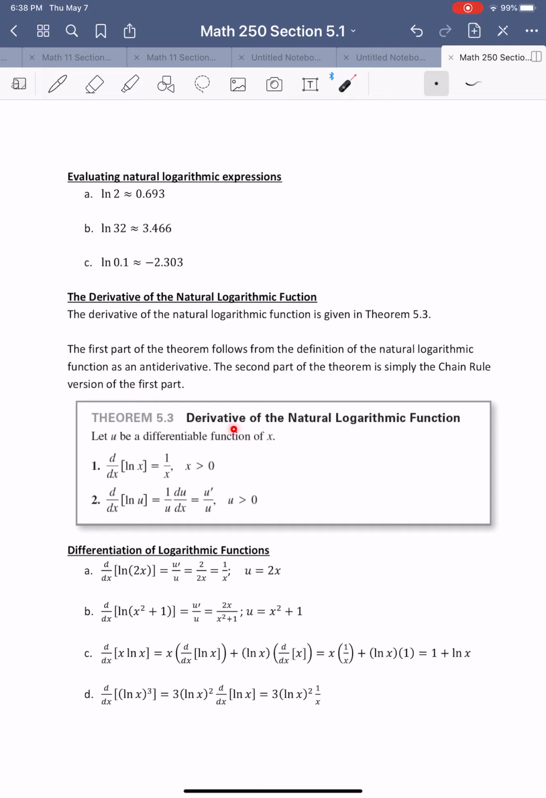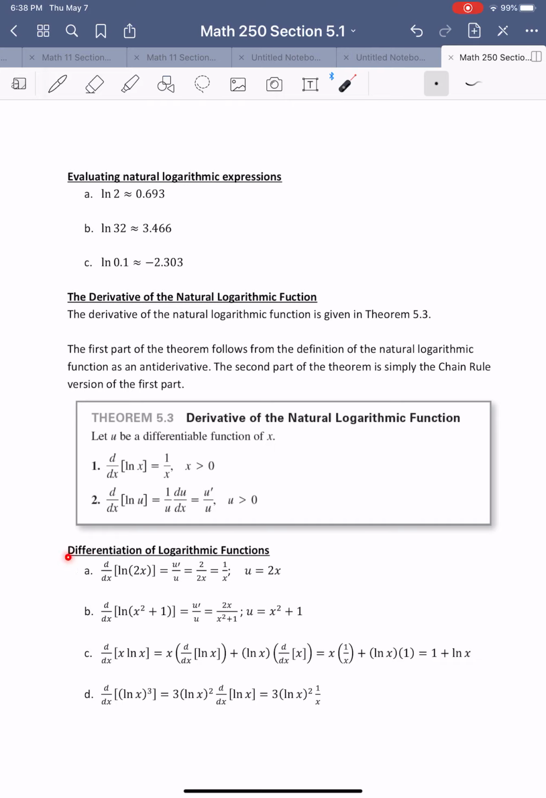So the theorem, derivative of the natural logarithmic function: let u be a differentiable function of x, and then d dx of ln x is 1 over x, and d dx of ln u is 1 over u times du dx, which is u prime over u. So u must always be positive, so x must be positive too.